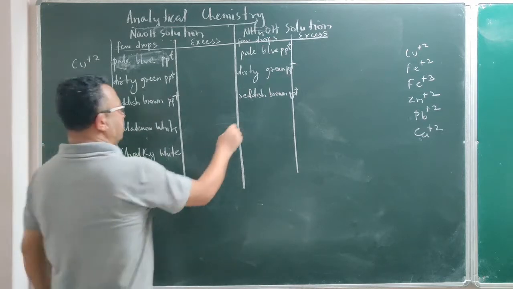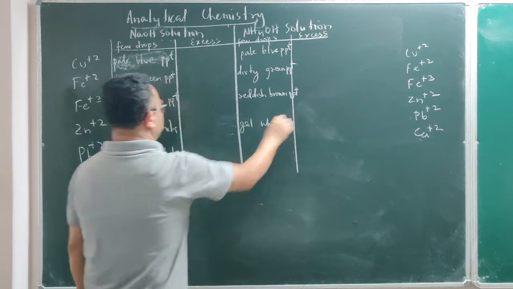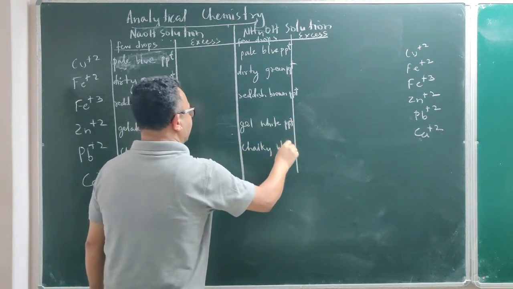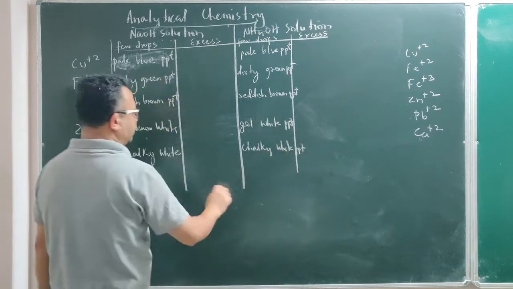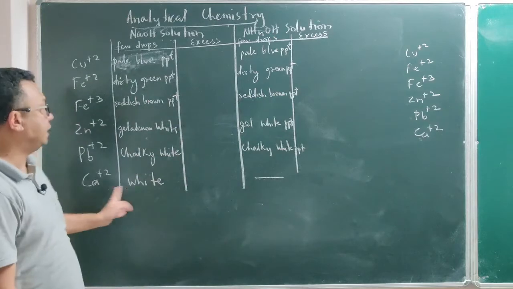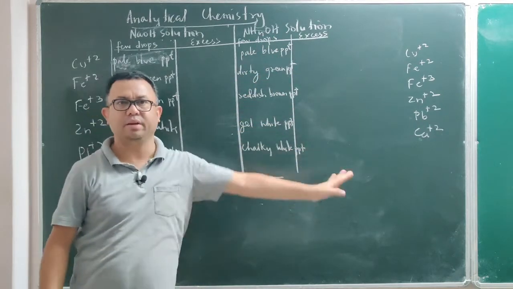So then what is here? Same thing here also, it is a gelatinous white precipitate. So this is a chalky white precipitate, and the only place where no precipitate is formed is here. So with calcium, when you are adding a few drops of ammonium hydroxide, there will be no precipitate formed. That's why I am giving a dash here.